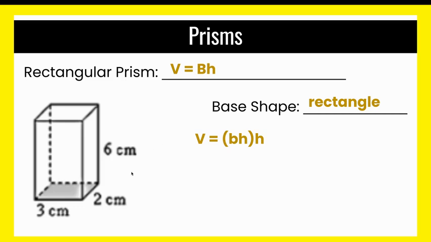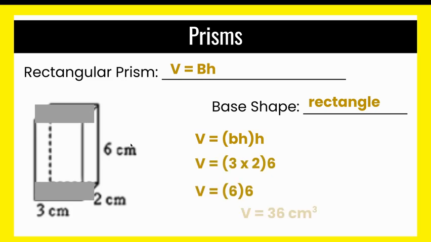Well, for rectangular prisms, I'm just going to use this shaded base on the bottom. And so we have our base, which is our length, our width, and then the height. Rectangular prisms are pretty straightforward. You could honestly just follow along with length times width times height.